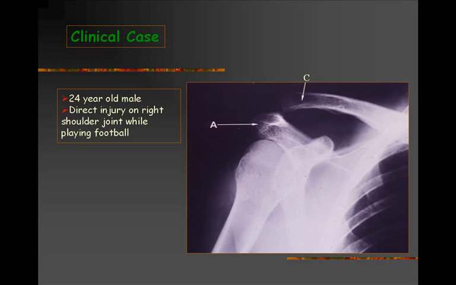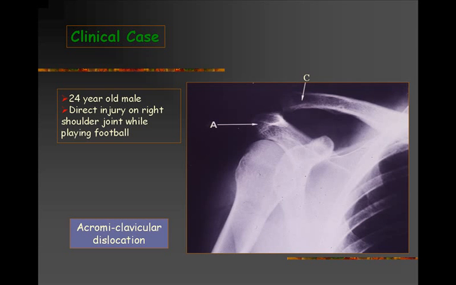Let us look at our first upper limb clinical case. We are presented with a 24-year-old male who sustained a direct injury on the right shoulder joint while playing football. An X-ray of the shoulder joint was taken, and it's shown here. Note the acromioclavicular joint has been separated. The lateral end of the clavicle lies superiorly as compared to the acromion process. This is an acromioclavicular dislocation.